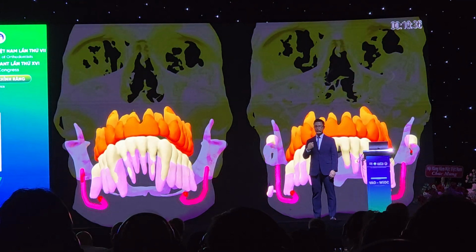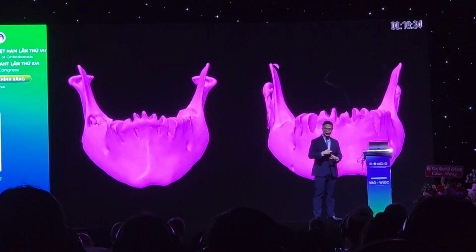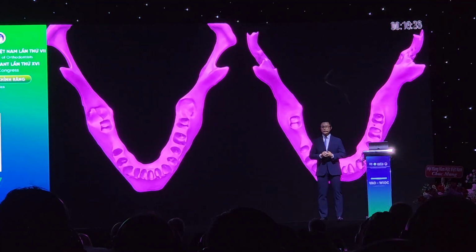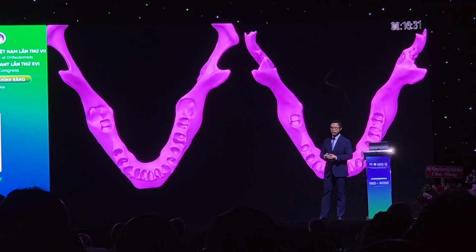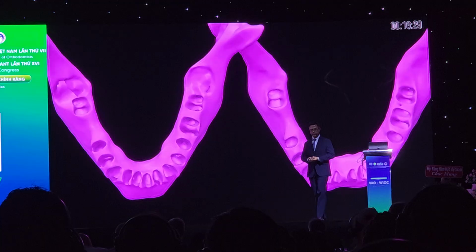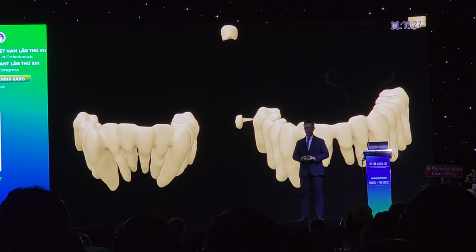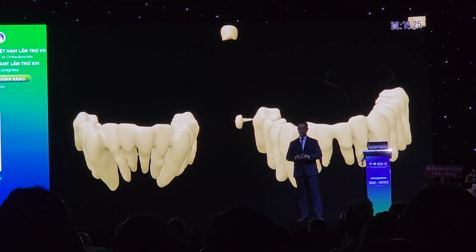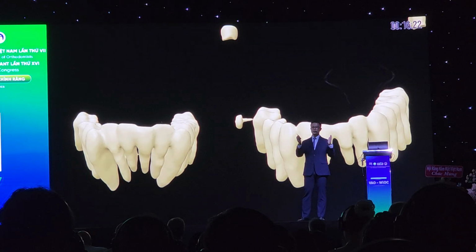That's before and that's after. This is alveolar bone. You see the canine area, we did not increase the dehiscence. That's the teeth angulation. You see the canine, we upright it because we expand the lower jaw.